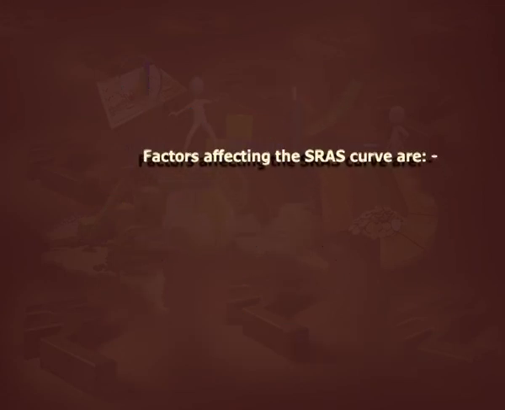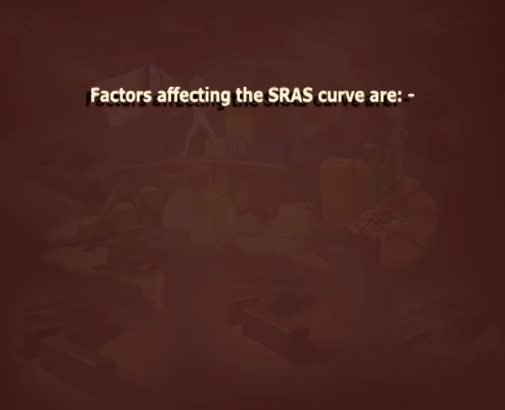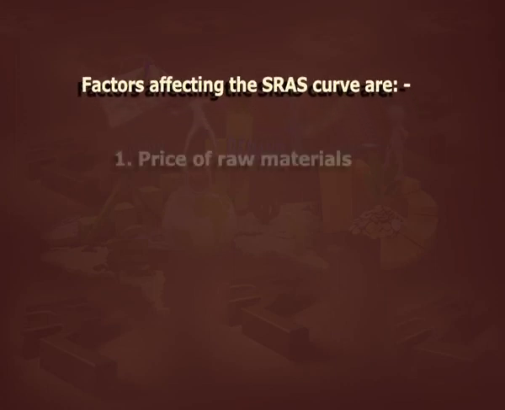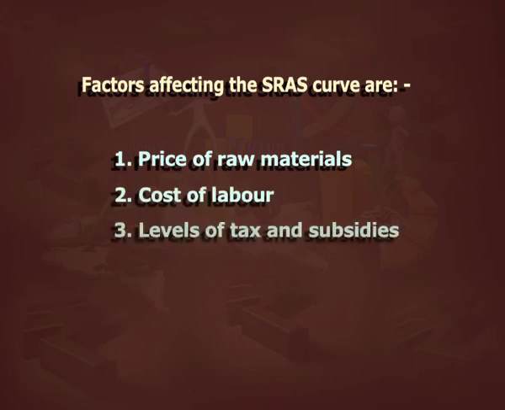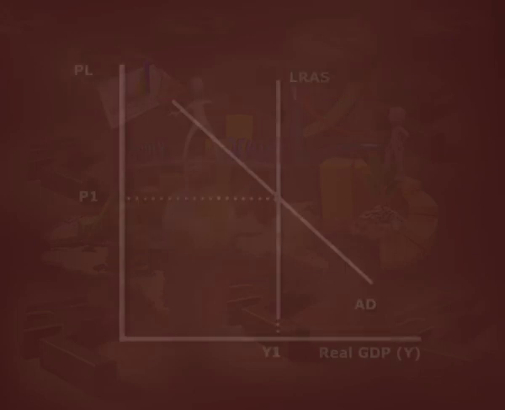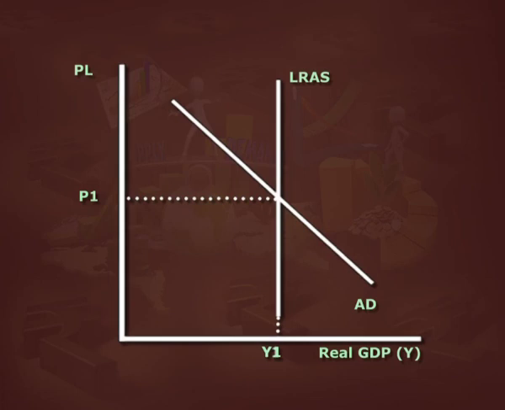Thus, factors affecting the short run aggregate supply curve are the price of raw material, cost of labor, levels of tax and subsidies. After the short run aggregate supply curve, there is the long run aggregate supply curve.